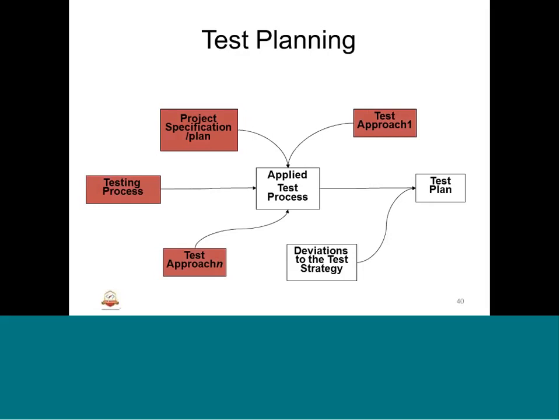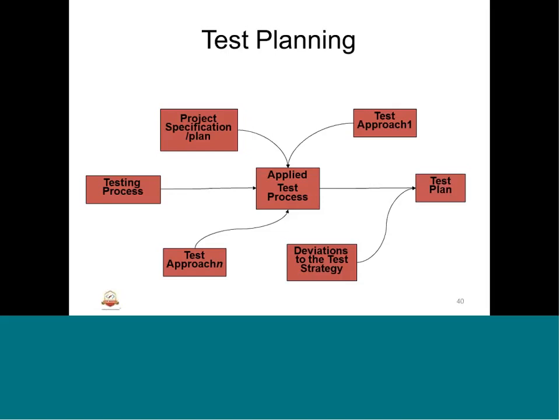For doing the test planning, as we said, there is a testing process which will be used for testing alone. So this testing process along with the plan input and test approaches will form an applied test process. The applied test process will be a specific set of test processes that will be followed for all the approaches that are going to be used for the embedded system testing. Finally, we will come up with the test plan.